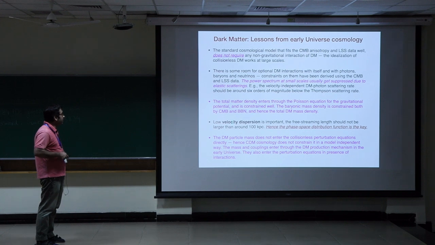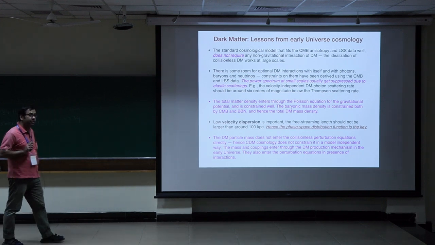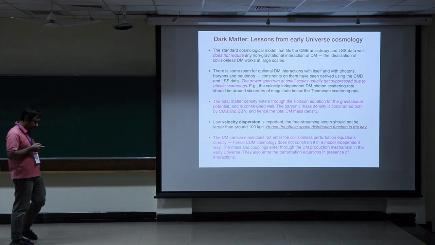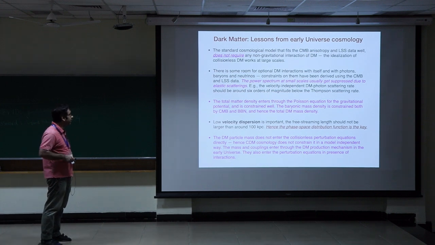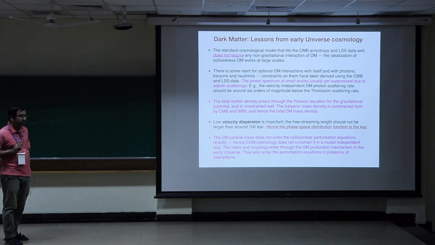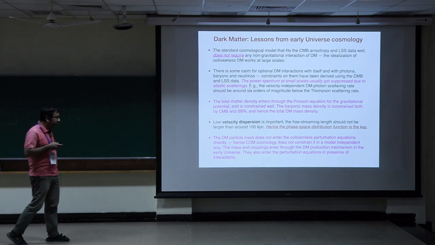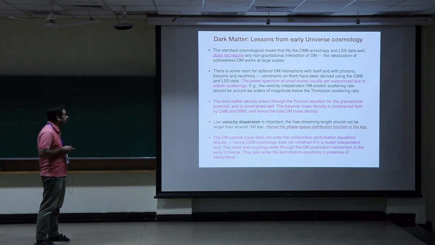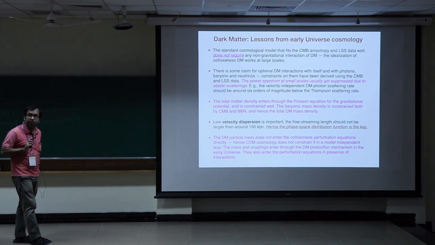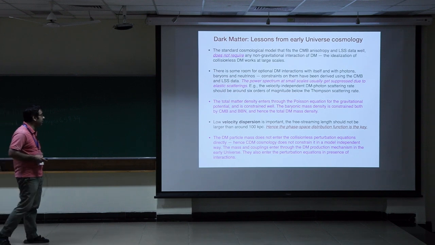The important thing is low velocity dispersion for these dark matter particles. In particular, if they are non-interacting, the free streaming length should not be larger than around 100 kiloparsec or so. If they're interacting, that will be translated to the Jeans length. And therefore, the phase-space distribution function of dark matter is the key quantity of interest.